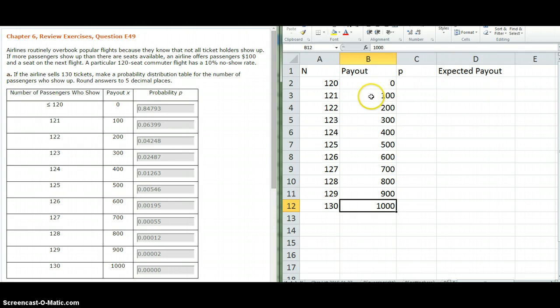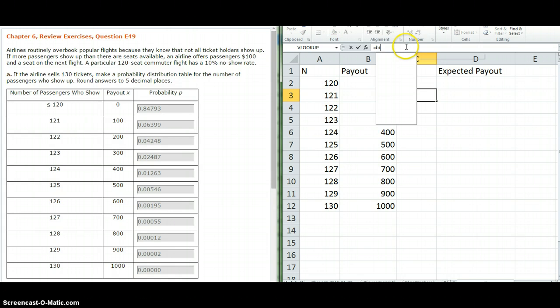But the question is, how likely is each of these situations? So here's where I'm going to use the binomial distribution. I'm going to start here because remember this is everything between 0 and 120, so it's a little more complicated. I can do it, but let's start with 121 here.